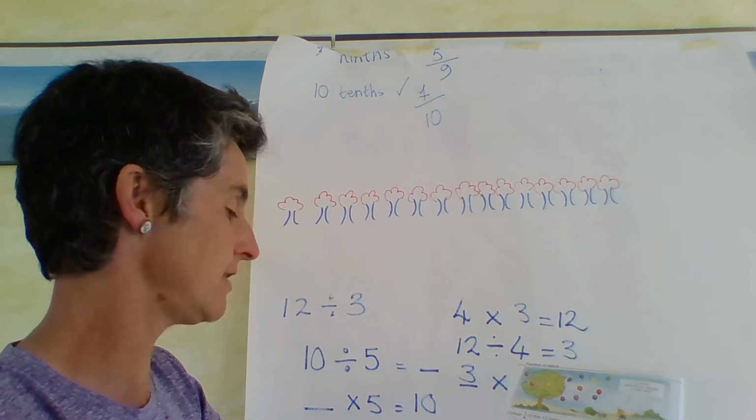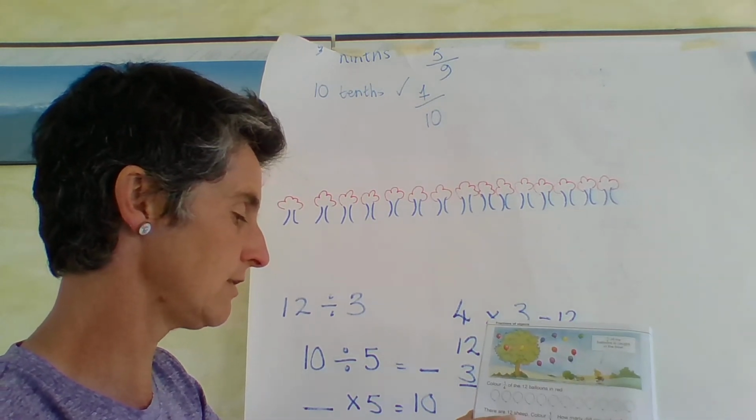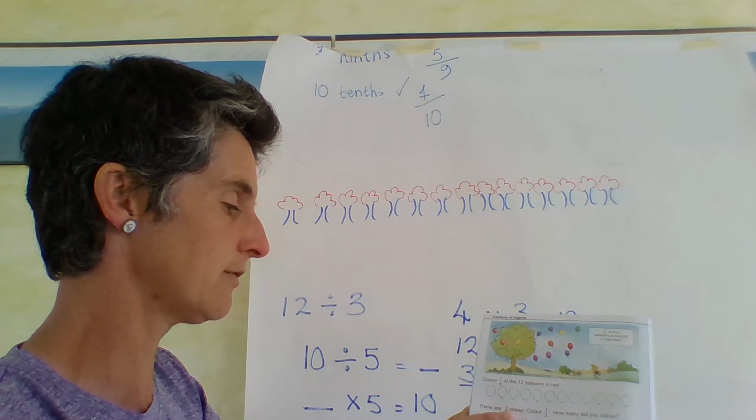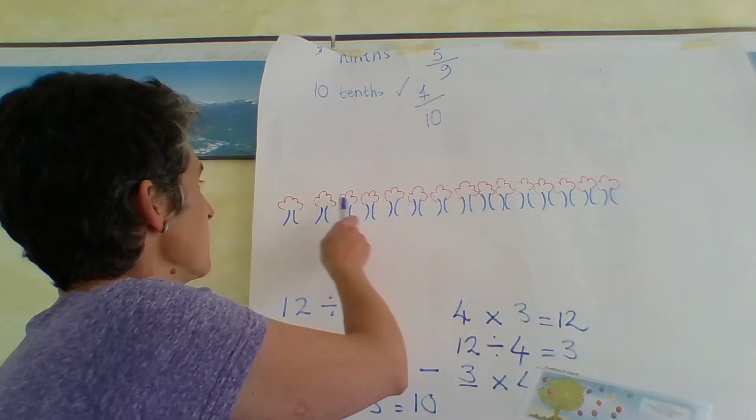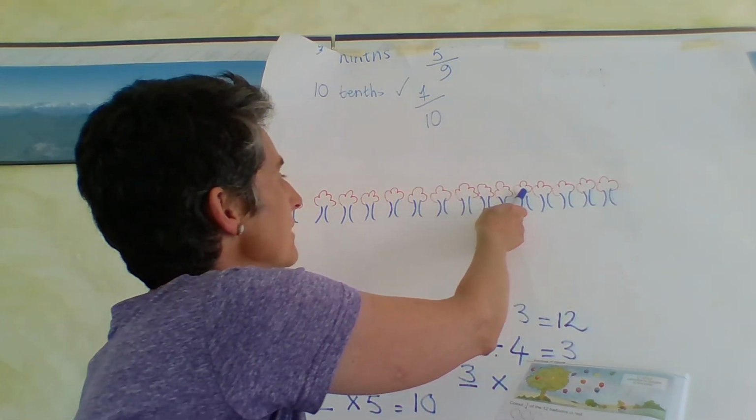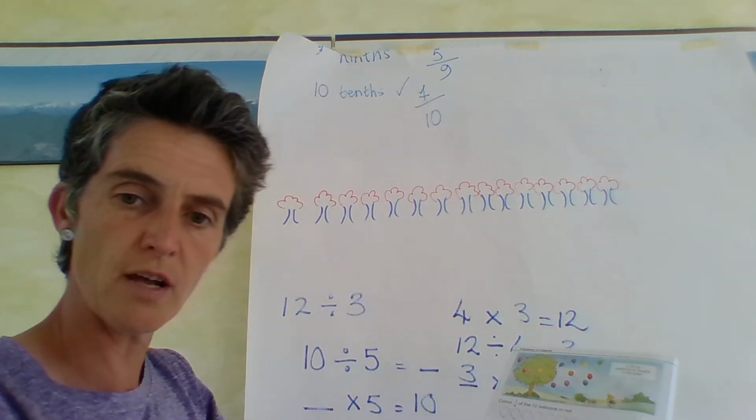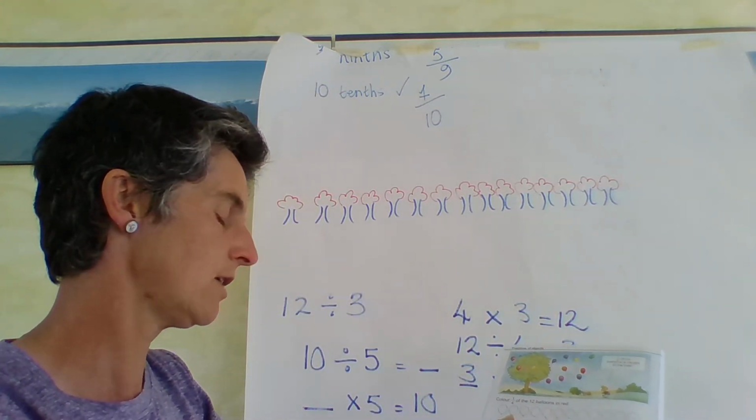There are how many trees? So I counted them up. 1, 2, 3, 4, 5, 6, 7, 8, 9, 10, 11, 12, 13, 14, 15. Yes, I have drawn the right amount. So you've got 15 trees, okay?